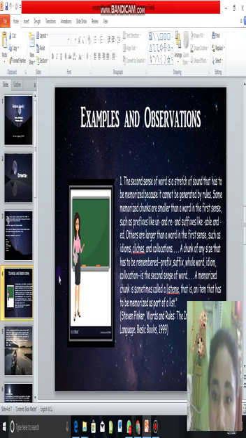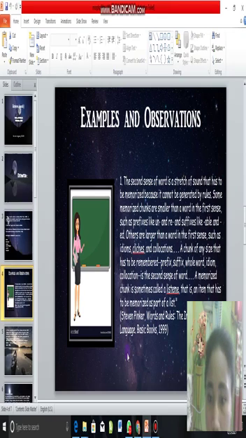The second sense of word is a stretch of sounds that has to be memorized because it cannot be generated by rules. Some memorized chunks are smaller than a word in the first sense, such as prefixes like un and re, and suffixes like able and ed. Others are larger than a word in the first sense, such as idioms, phrases, and collocations. A chunk of any size that has to be remembered: prefix, suffix, and whole word, idiom, collocation. This is the second sense of word.